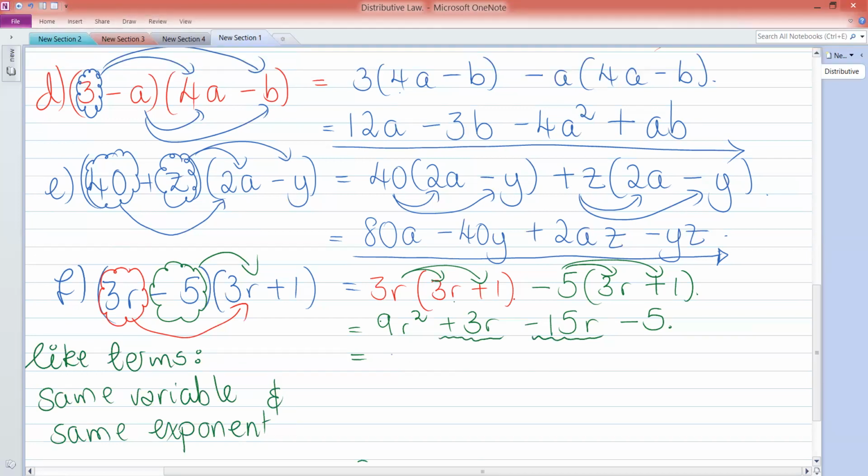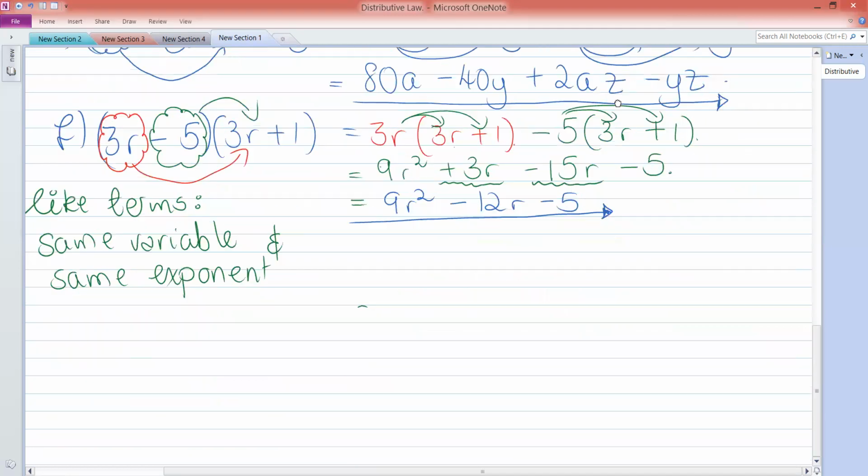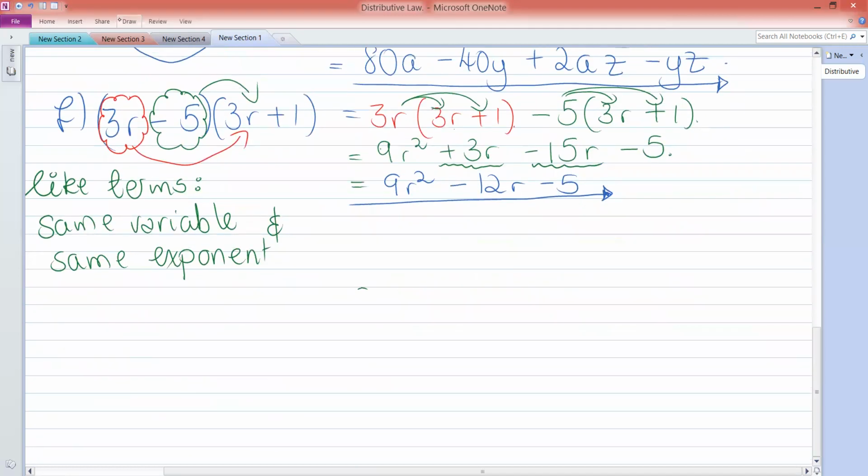So when we simplify this, this becomes 9r squared, 3r minus 15r. What's 3r minus 15r? This is going to be negative 12r minus 5. There we go. Awesome. Let's go on to G.